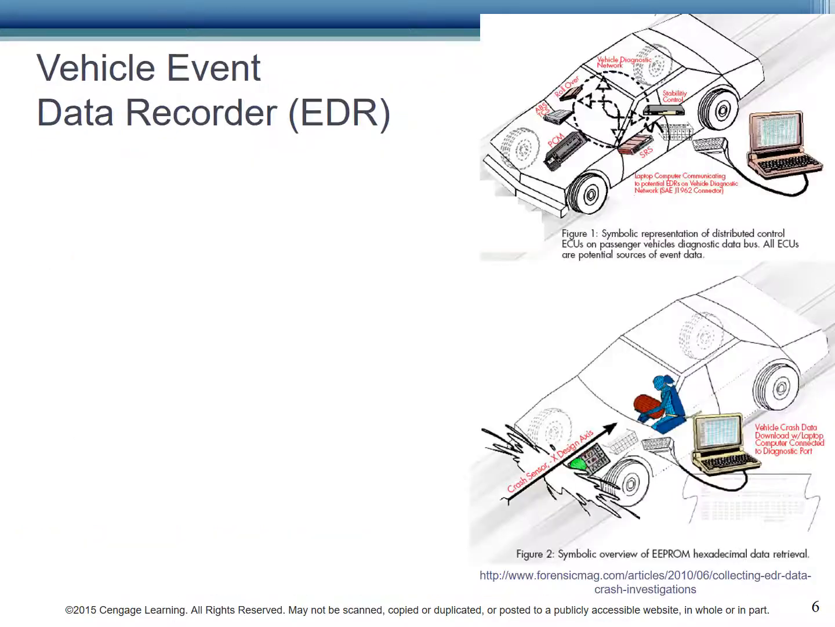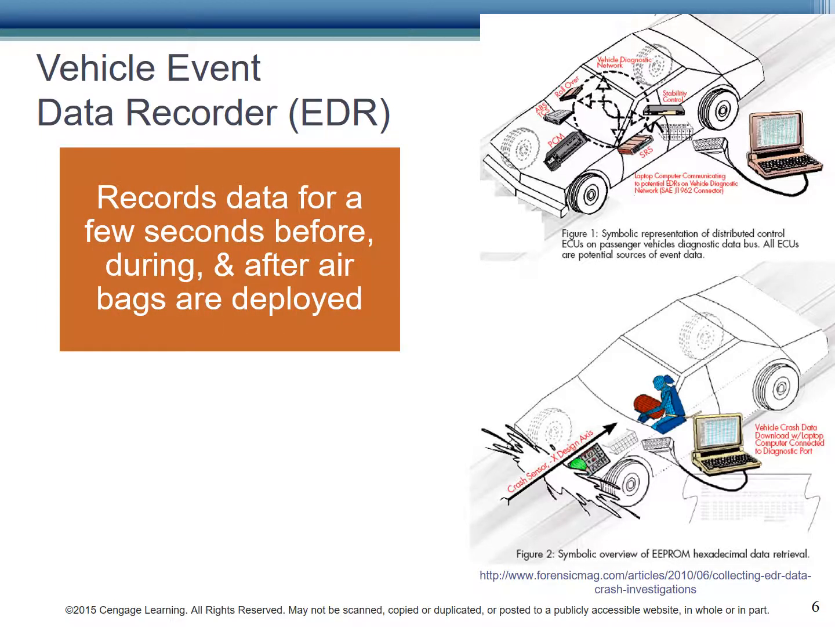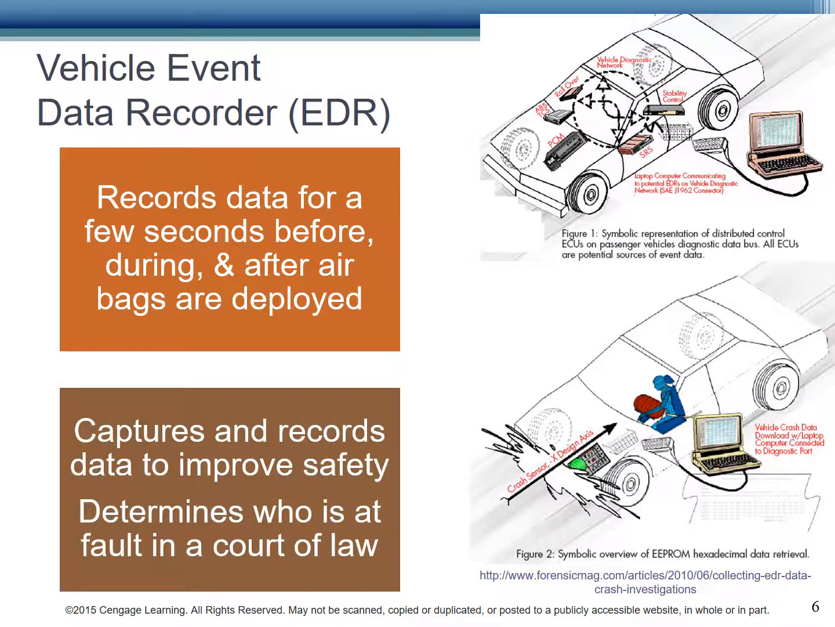Many automobiles have an event data recorder, EDR, embedded in them. You may not even know if your car has such a system. It records vehicle and occupant data a few seconds before, during, and after airbags are deployed. This helps capture data and improve safety performance over time. It can also help in a court of law to determine what happened and who may be at fault.